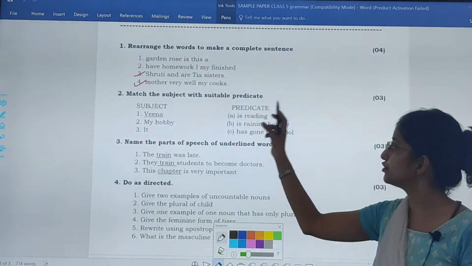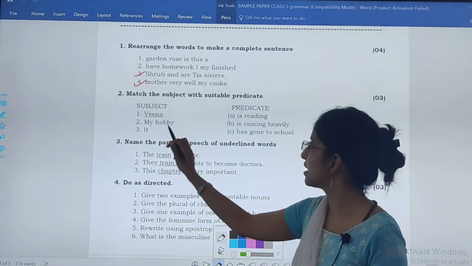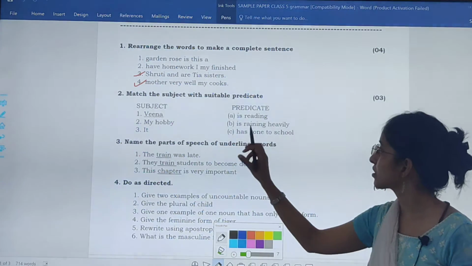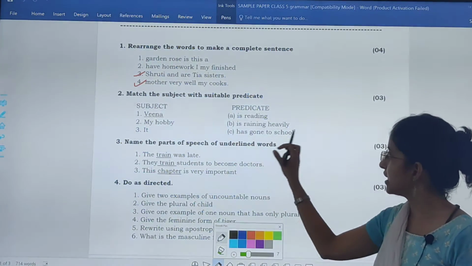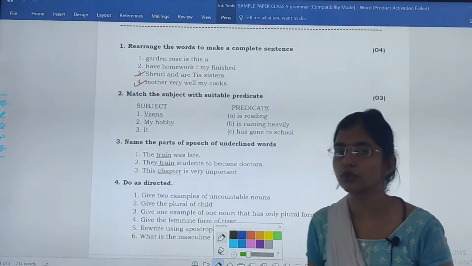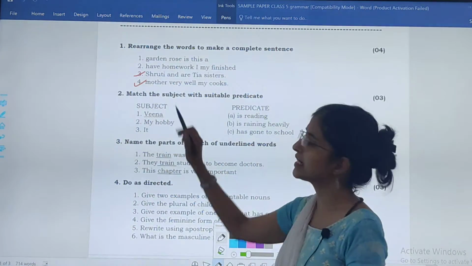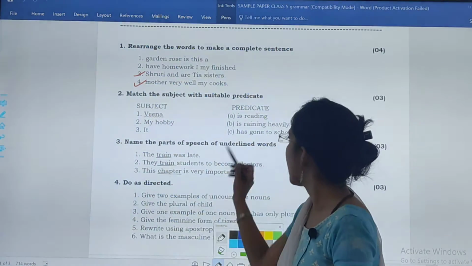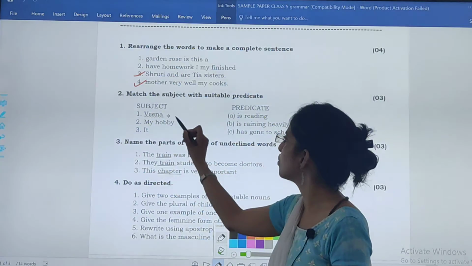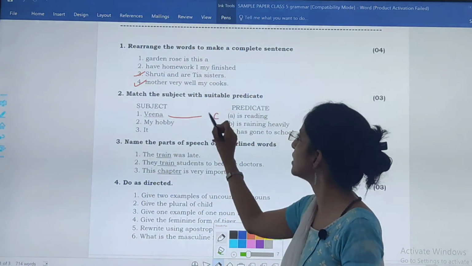Match the subject with suitable predicate. Subject Veena: is reading, is raining heavily or has gone to school. क्या होगा suitable predicate Veena का? Veena has gone to school. So Veena का आंसर होगा C.